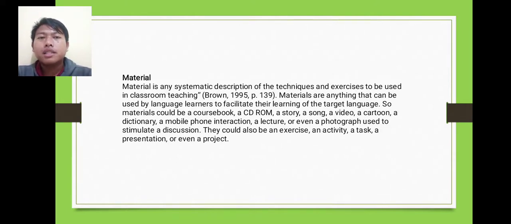Material is any systematic description of the techniques and exercises to be used in classroom teaching. Materials are anything that can be used by a language learner to facilitate their learning of the target language. So materials could be a course book.